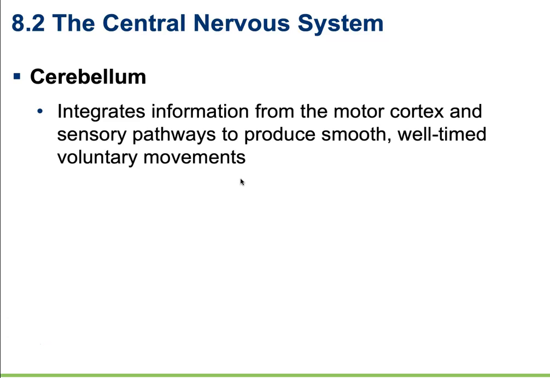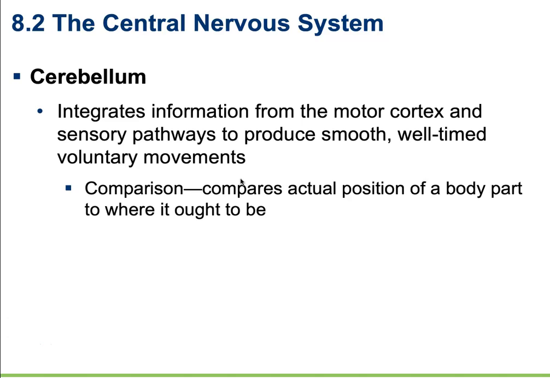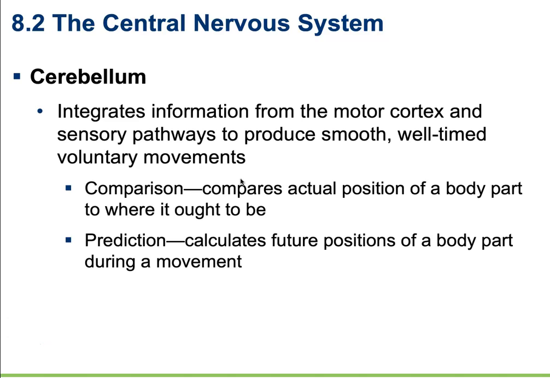So the more often you do it, the more your brain learns, the easier it is to perform that function the second time. So it does that comparison, compares actual body position to where it ought to be, and then it calculates future positions of a body part during that movement, and then it helps sort of maintain. It controls equilibrium in posture. This allows you to stay upright with information from your inner ear. So that's the role of the cerebellum.